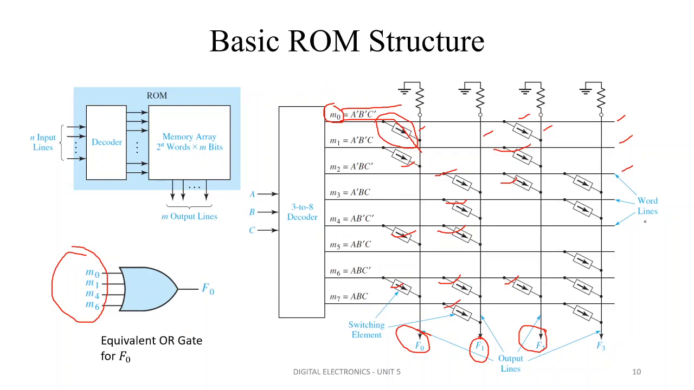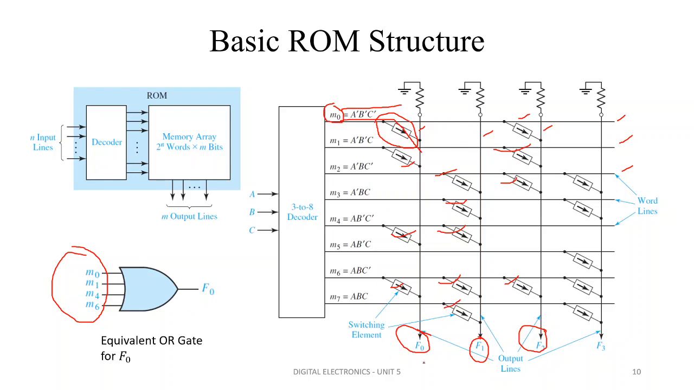I repeat, this is your cell. This is your basic structure. A word line will be there, and for the output, whichever minterms I want, I connect to that particular output line. How the connection is made is by the fuses. If I want a connection, there will be a connection. If I don't want it, see in F1, I don't want my M0 minterm, so I'm not going to connect any fuse over there. And it is ORed here.